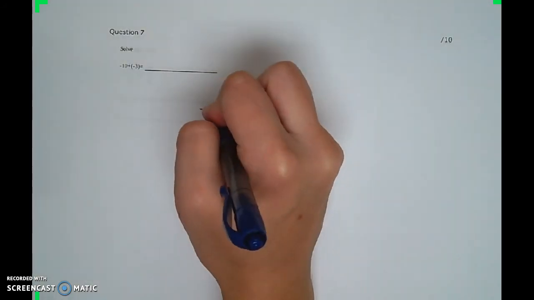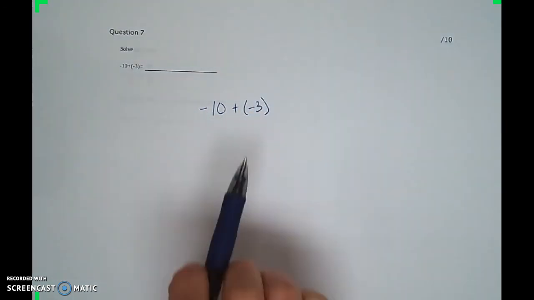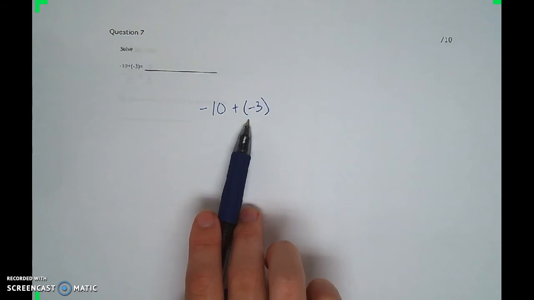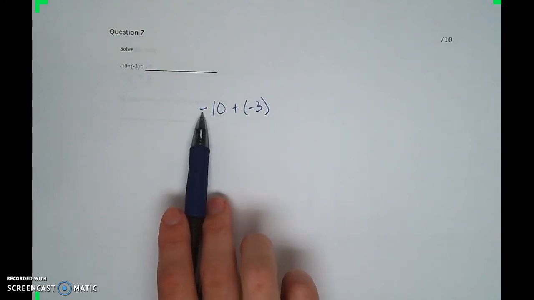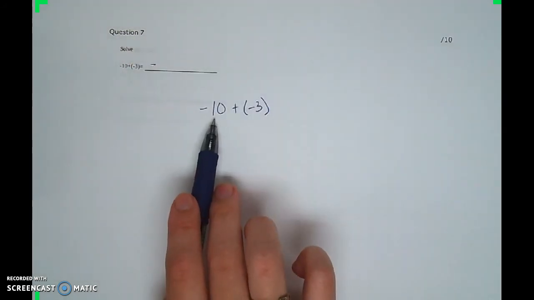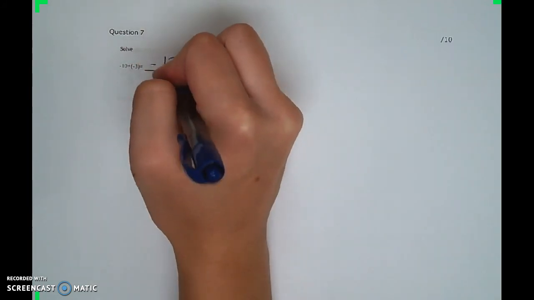On this one, we have -10 plus -3. And in this case, I see that I have the same signs. So when I have the same signs, I'm going to want to keep the sign that I already have. In this case, both of them are negative, so my answer will be negative. And then I want to add my numbers together. So I have 10 plus 3, which gives me -13.